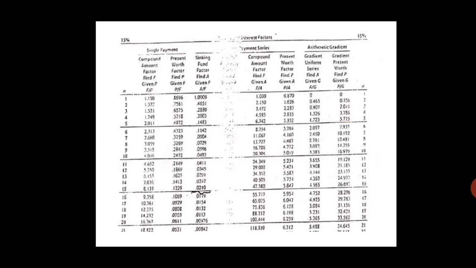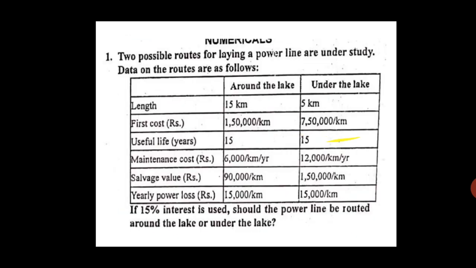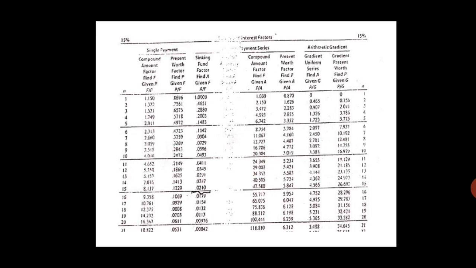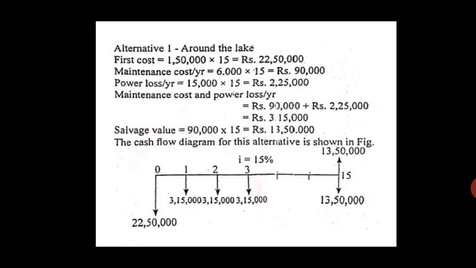Okay. Now this is the interest chart for 15%. Here the interest given to us is 15%. So I have taken a photo of this 15% chart here. Okay. Now you can see 15% and 15 years. N is equal to 15 years. So I have put one underline, 0.0210. Okay. Now we will see what this is.